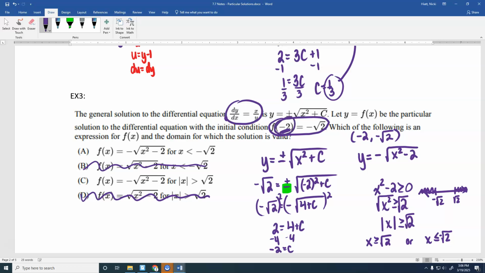Because your x value here is negative 2, it has to be A. It has to be the ones where x is less than negative square root of 2. So whenever you see a problem like this, you've got to make choices whenever there's a plus or minus. So you wouldn't really see one where you've got the absolute value as part of your answer.